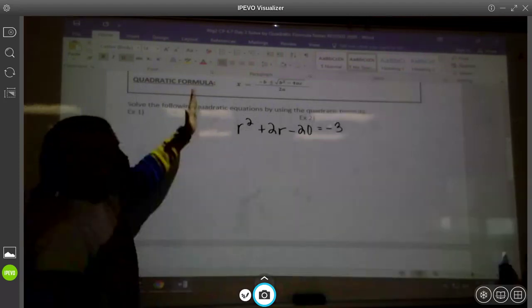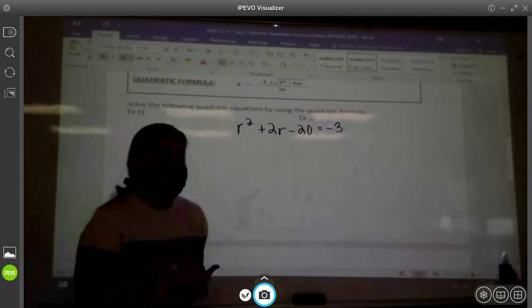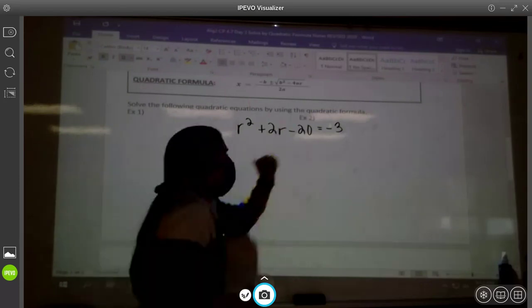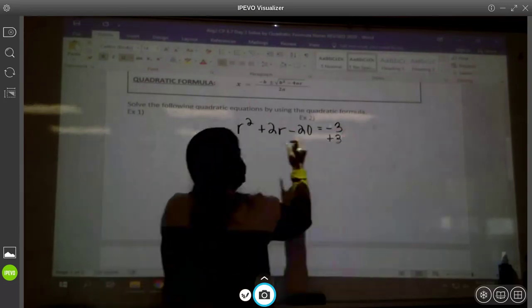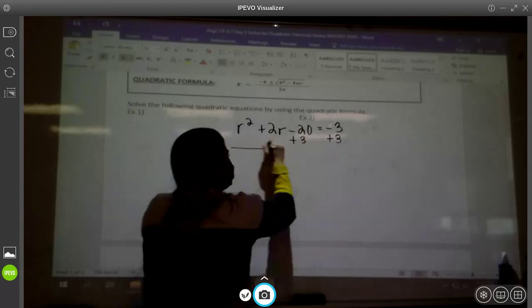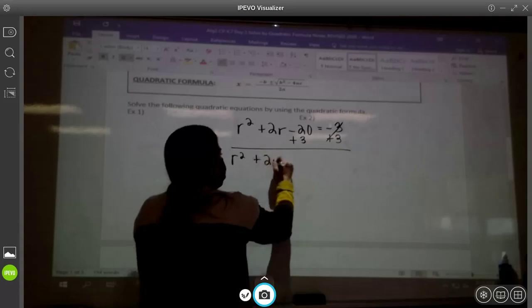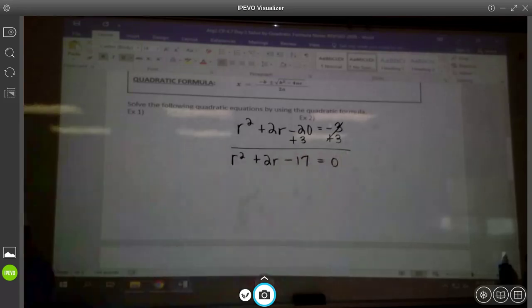All right, if we solve this one, right? If I'm going to solve this using the quadratic formula, I need everything on one side set equal to 0, right? So I have one square term, one r term, and one number. So let's add this 3 over. And you're going to get r squared plus 2r minus 17 equals 0.